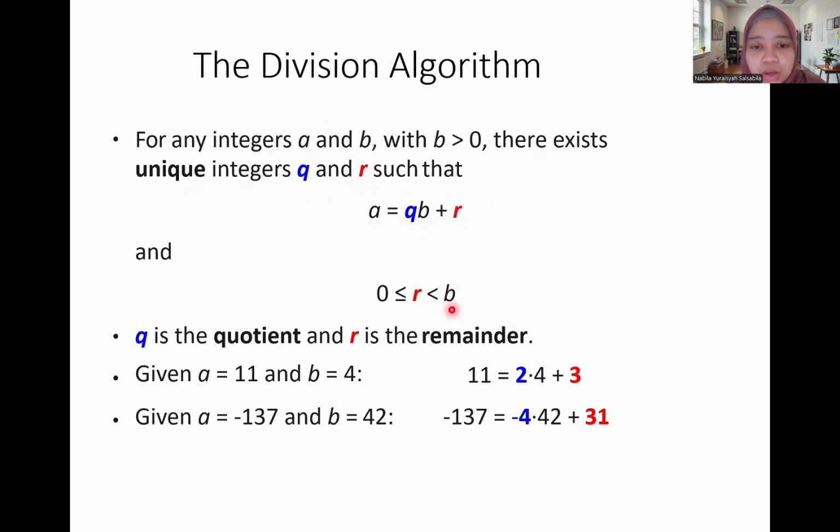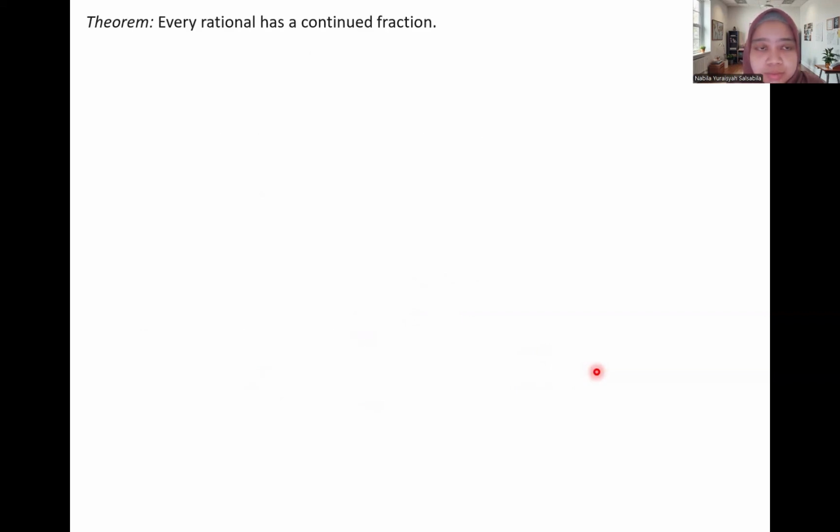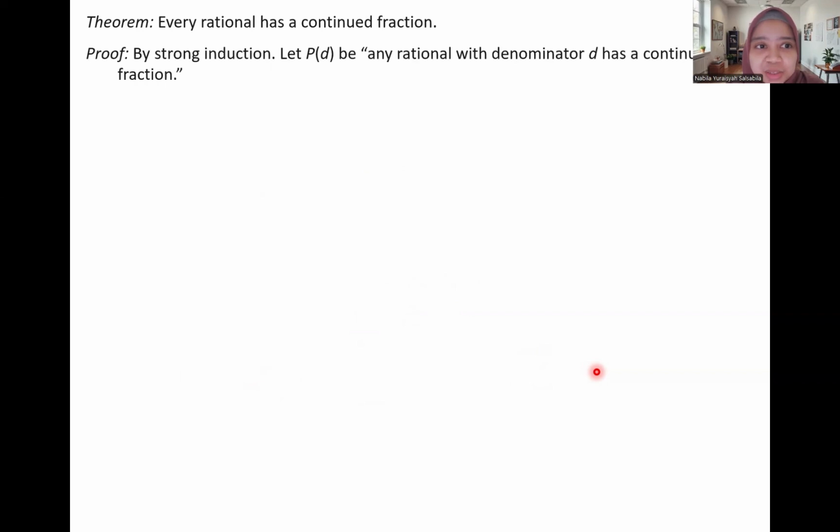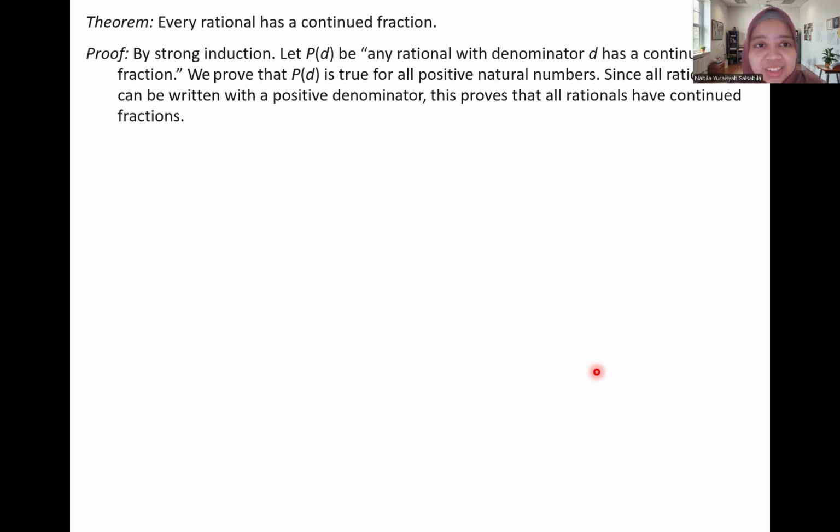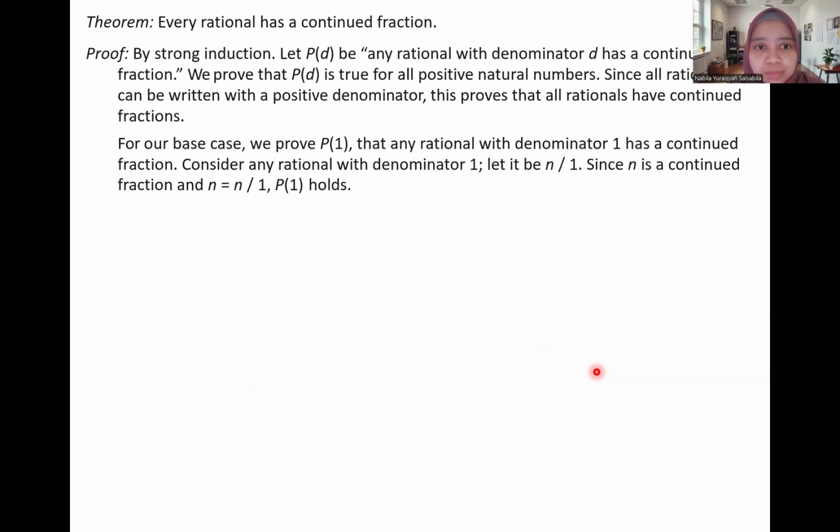So we got r between 0 and b. Okay, so given a equals 11 and b equals 4, 11 equals 2 times 4 plus 3. Okay, so please read and learn this theory, the proof of this theory, by yourself.